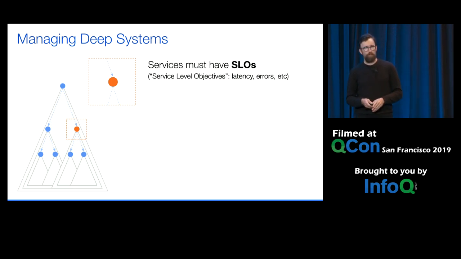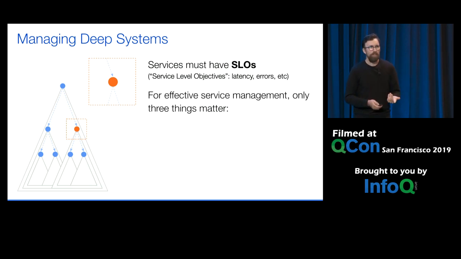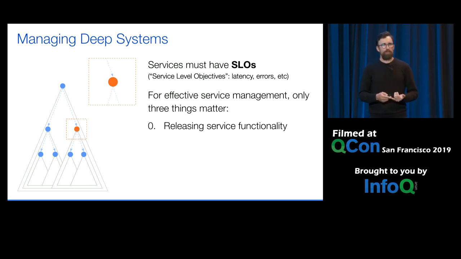And the idea is that if you want to understand the relationships between these services, the best way to do it is to think about what your consumer needs. So you should always be thinking, if you're a service owner, what does my consumer actually care about? Those are what you structure your objectives around, and everything you do should be about one of three things. The first one is obvious. It's releasing new service functionality. So we're all, hopefully, as developers, at some level responsible for pushing new functionality.